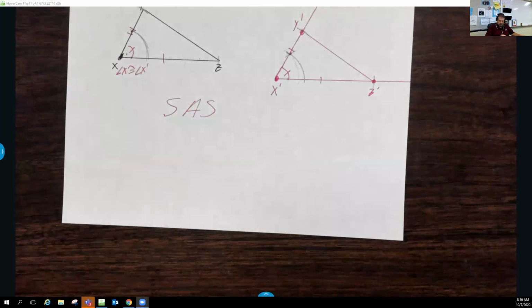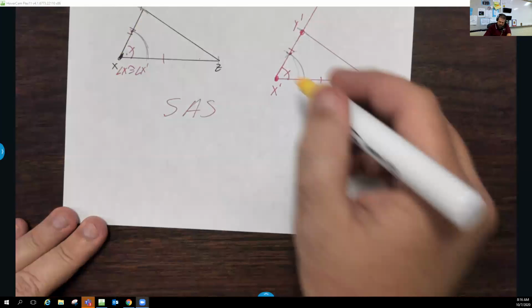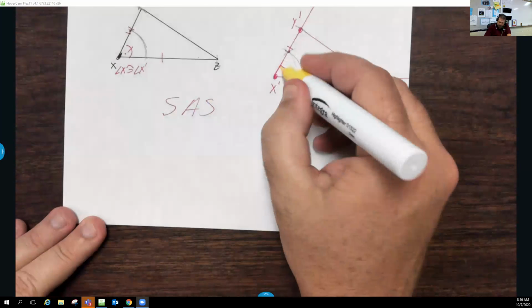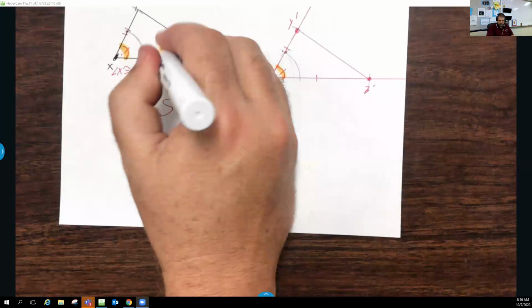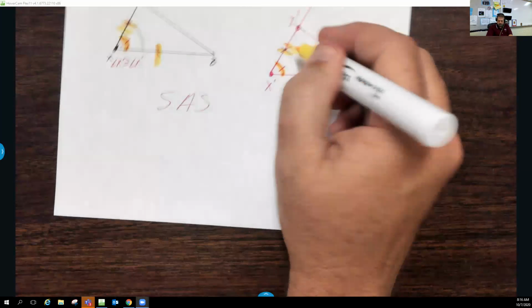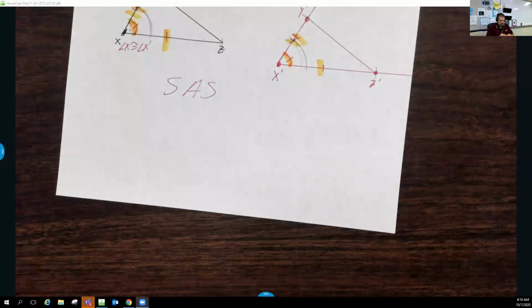Side angle side, remember the angle has to be included. This is the included angle because it's between these two sides. Exactly, no gap when you go around it.